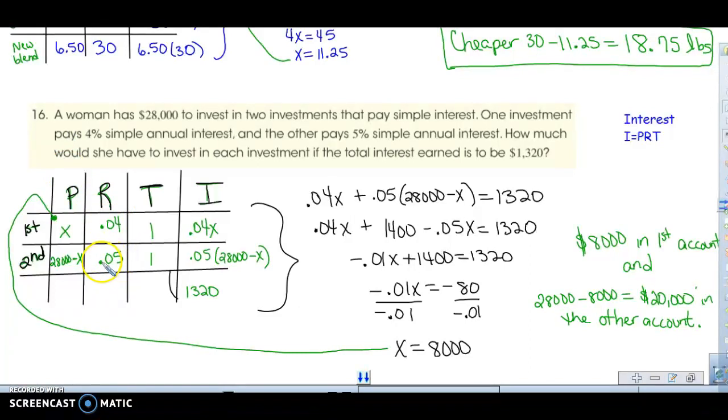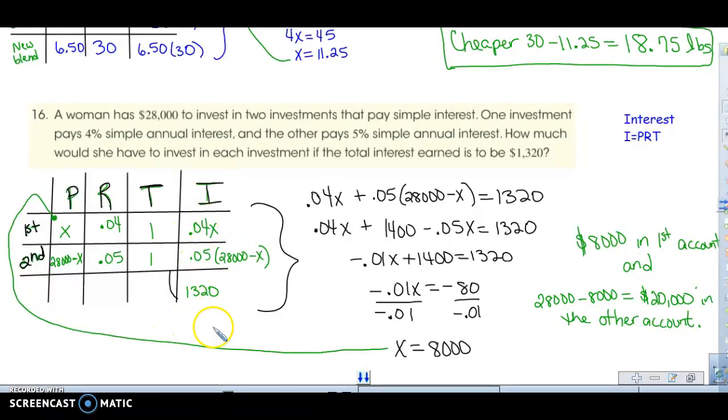So again, dividing by 100, we get 0.05. The time is 1 year. And so now to get interest, remember you multiply these three together. So multiplying across, this is what we have to represent the interest for one account. Multiplying across, this is the interest for the other account. And this is the total interest that she hopes to get from both investments.